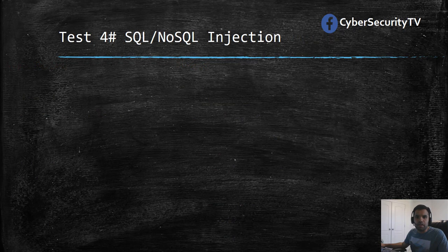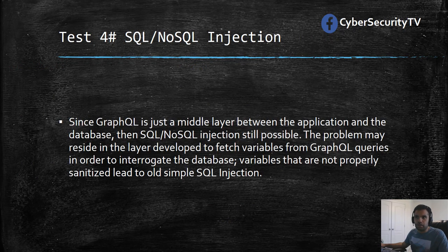All right, and the last test you always want to do is SQL or NoSQL injection. Since GraphQL is just a middle layer between the application and the database, SQL and NoSQL injection is still possible. The problem may reside in the layer developed to fetch variables from GraphQL queries in order to interrogate the database. Variables that are not properly sanitized lead to simple SQL injection, right? So sometimes it is possible that it's using SQL or NoSQL in the backend, and if it's not doing input validation, this can be easily automated using Burp Suite, so you don't need to worry about that. But it's something you definitely want to try.